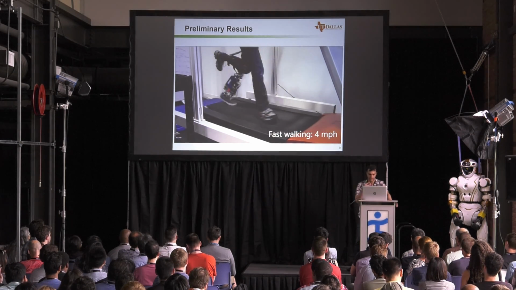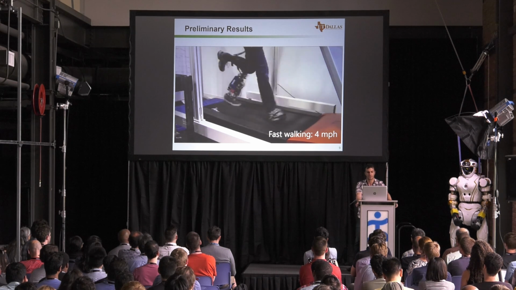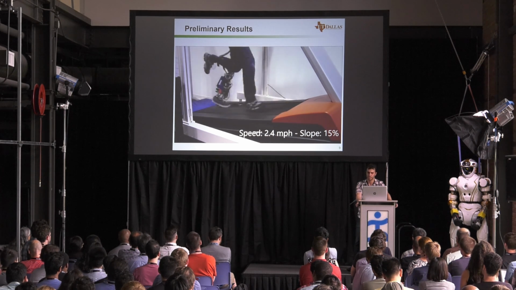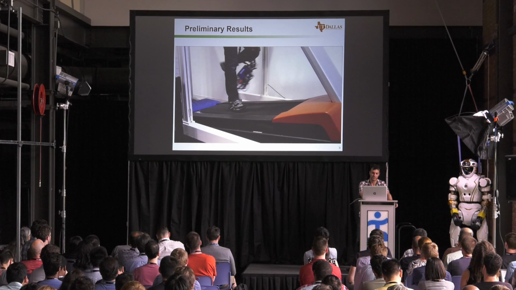So this is a preliminary test of this controller on a human subject at a very high speed and maximum incline of the treadmill. We'll be doing amputee tests with this controller hopefully soon.